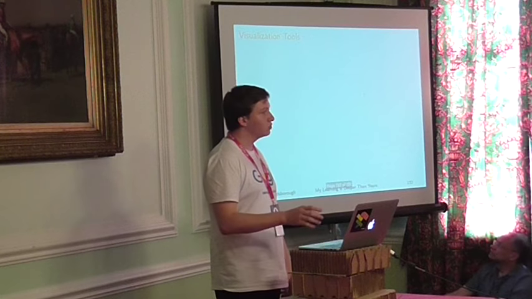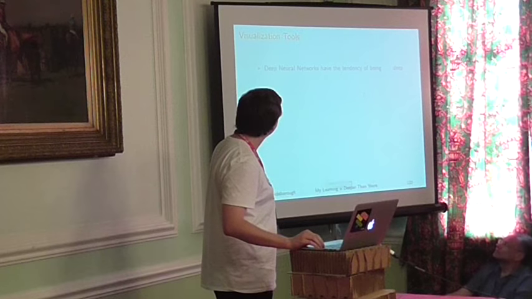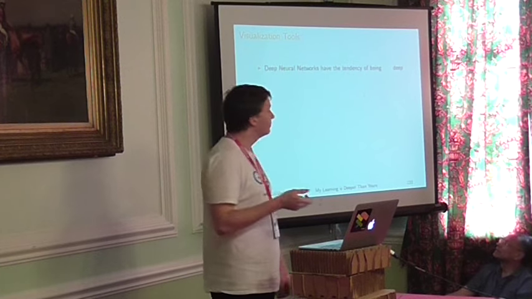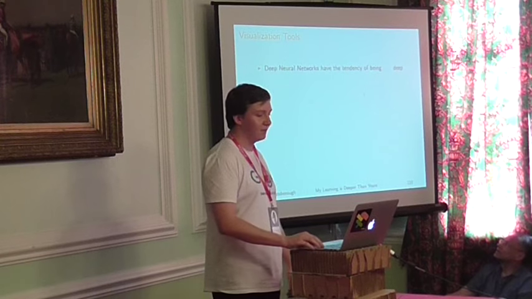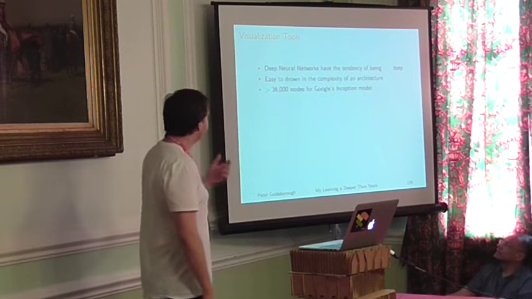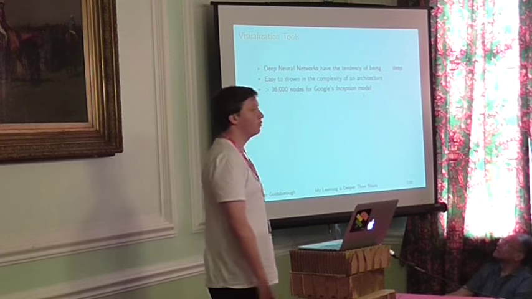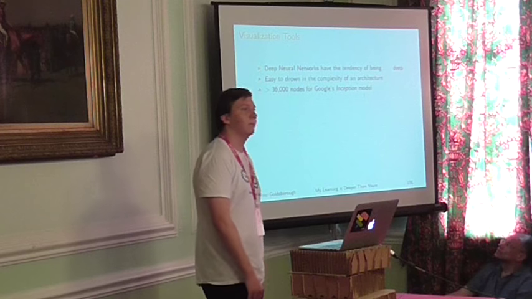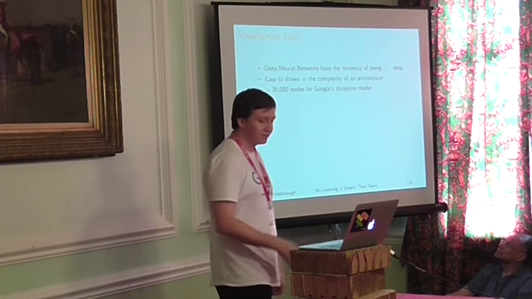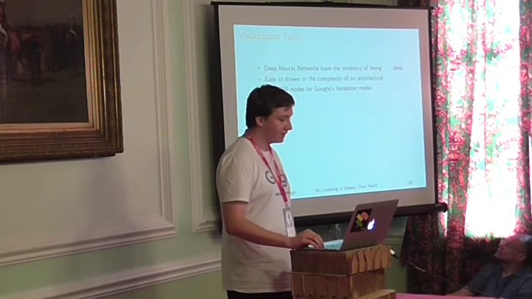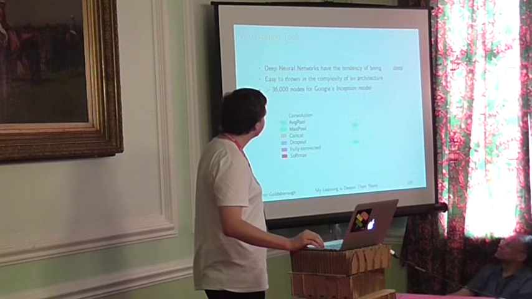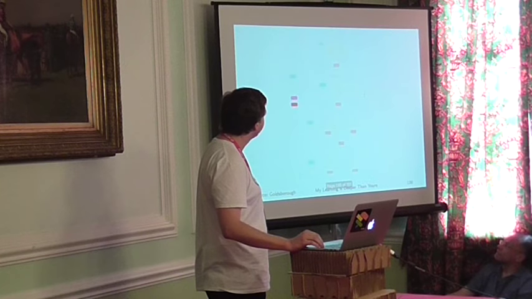And then what also comes built into TensorFlow, which is really great, is visualization tools. So deep neural networks have the tendency of being deep, and it's easy to drown in them. So for example, a reproduction of the Google Inception model has more than 36,000 nodes. And also some LSTMs, some recurrent neural networks, have more than 15,000 nodes. So that's a lot to keep track of. So this here is actually the Inception model. You can see it's quite deep.